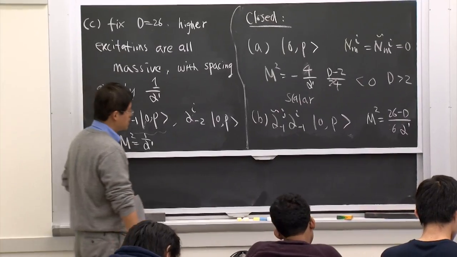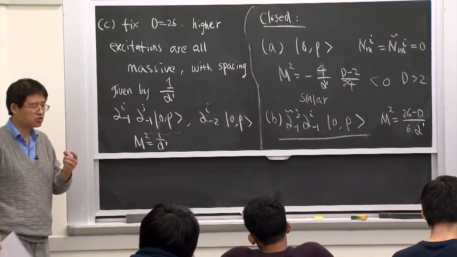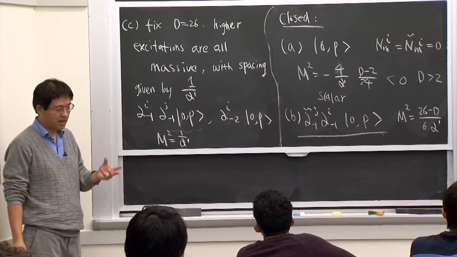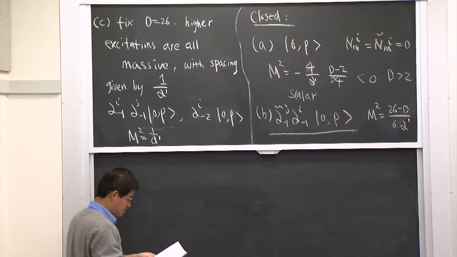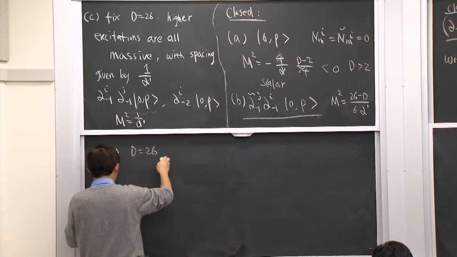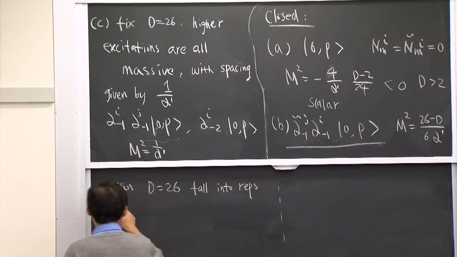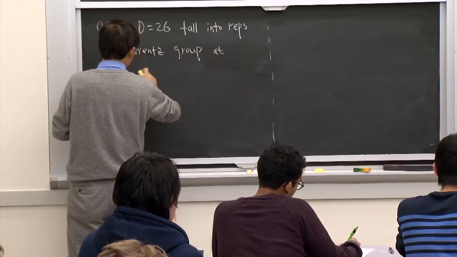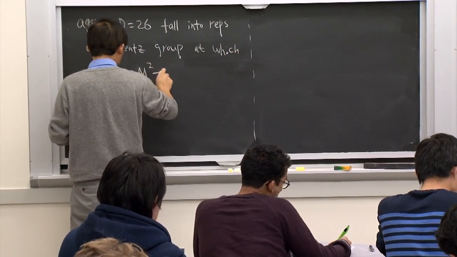So now you can again look for what representations of the Lorentz group will give you this. Again, you find none unless you are in d equal to 26. The same story happens again. Only for d equal to 26 do these states fit into representations of the Lorentz group, at which the m squared is again massless.